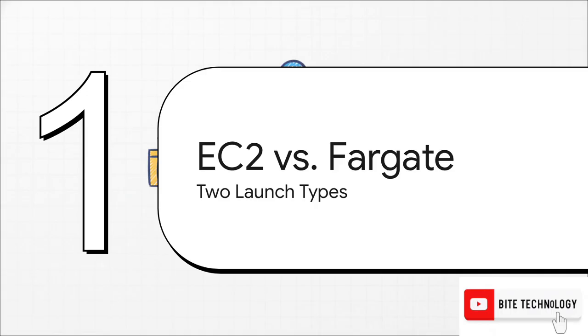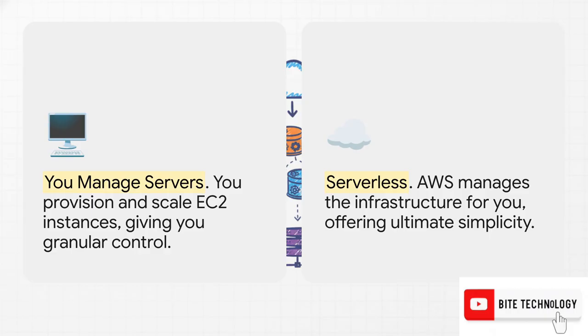This is the first big decision you have to make in ECS. You've got 2 launch types to choose from, EC2 and Fargate. And the choice really boils down to this: how much control do you want versus how much simplicity do you want? With the EC2 launch type, you're in the driver's seat. You manage a fleet of EC2 servers. It gives you a ton of granular control.